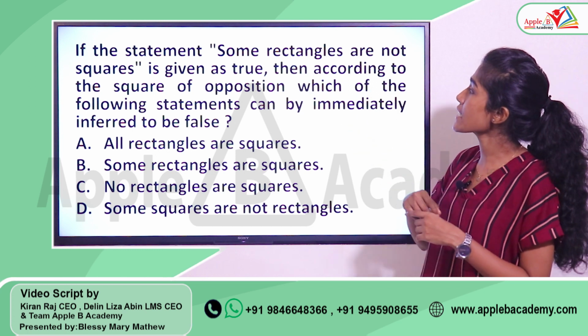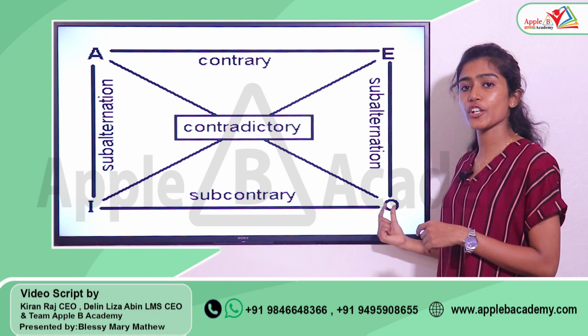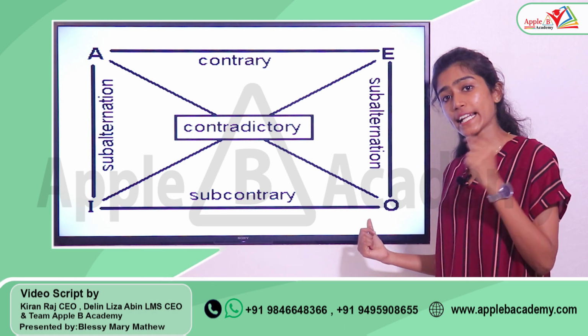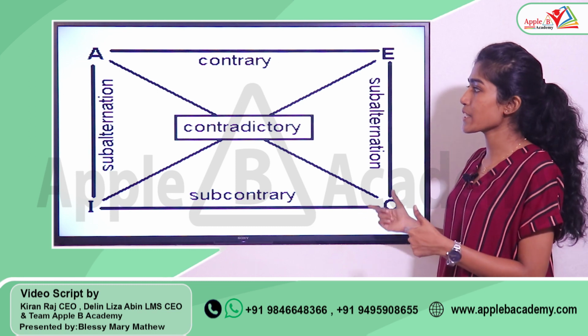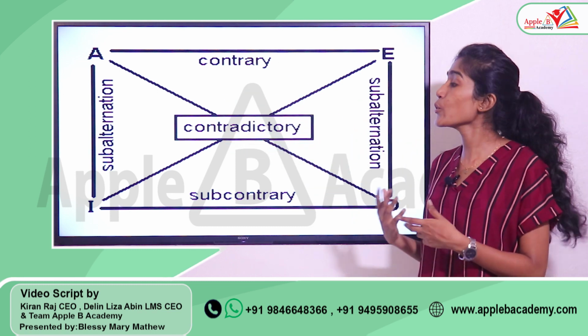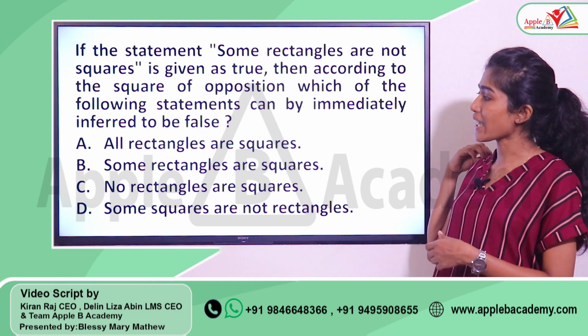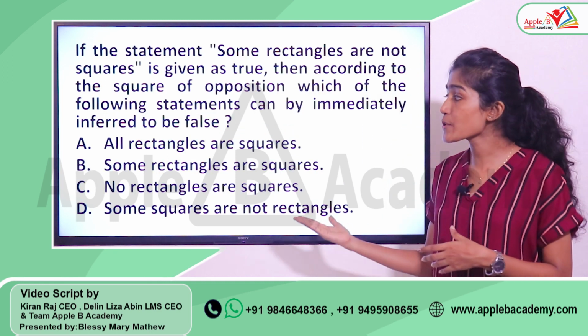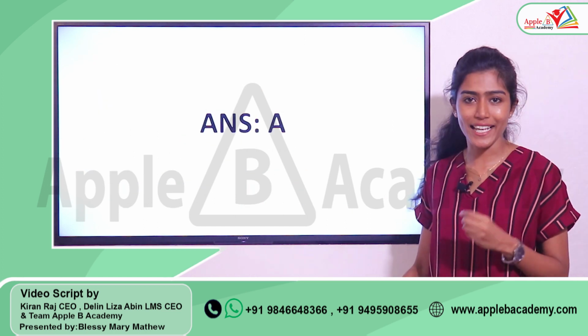The statement that is given here is some rectangles are not squares. Some rectangles are not squares means a particular negative, O type. So which is the contradictory of the O type proposition? That is A, right? Universal affirmative. If that's the case, from the given options, the right answer is option A, all rectangles are squares. So of course, the right answer is option A itself.